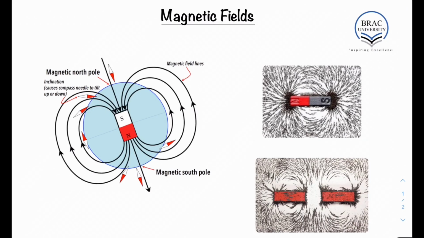Now, here in this figure, you can see that if we break the magnet right at the middle, we don't have two magnetic monopoles, but instead we have two separate magnets with both the north pole and the south pole.